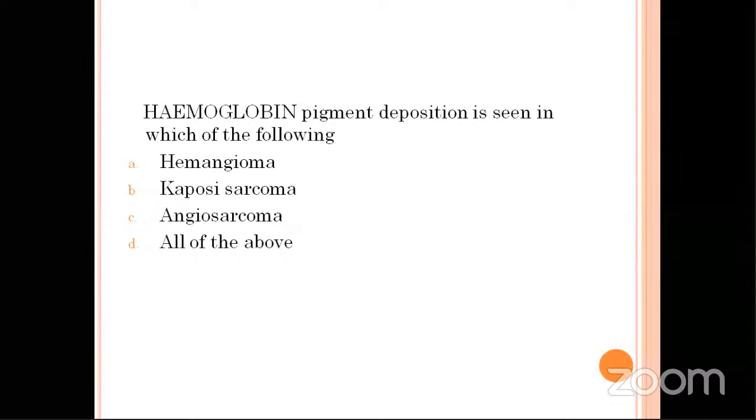The next is pigmentations. We'll see some of the questions. Hemoglobin pigment deposition is seen in which of the following? Hemangioma, Kaposi's sarcoma, angiosarcoma. So in hemangioma, there will be hemoglobin pigmentation. Kaposi's sarcoma is due to HHV8, and it is a tumor seen most commonly in HIV. And angiosarcoma is a sarcoma which is related to the endothelial cells. So it's all of the above.